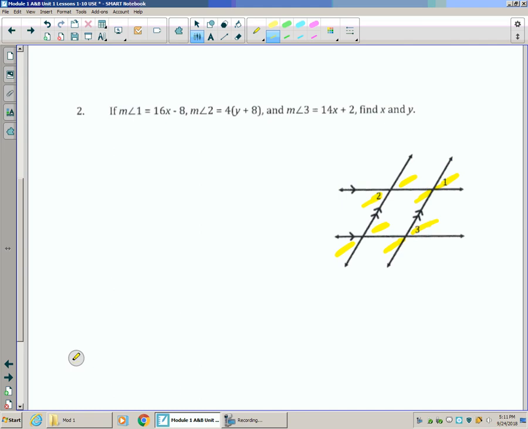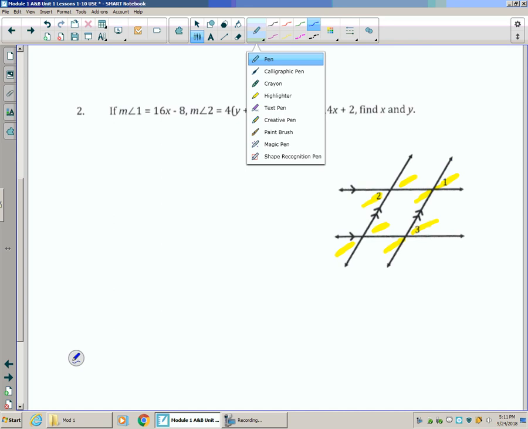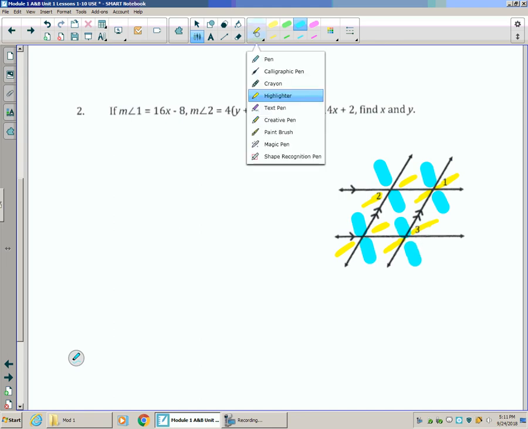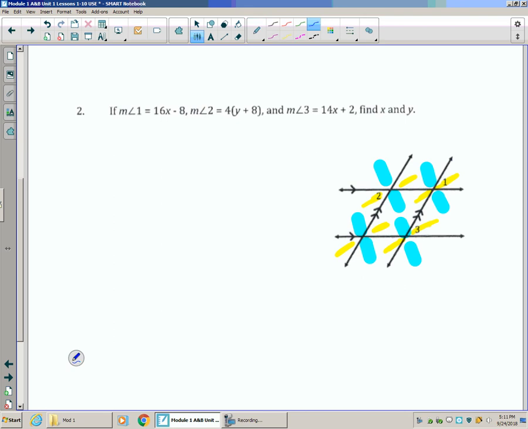All right, the rest of the angles are congruent to each other, so I could label them with a different color just to notice the different pattern. So I could say that these two are congruent to these, and to these. All right, so now let's go back to what we're going to do.